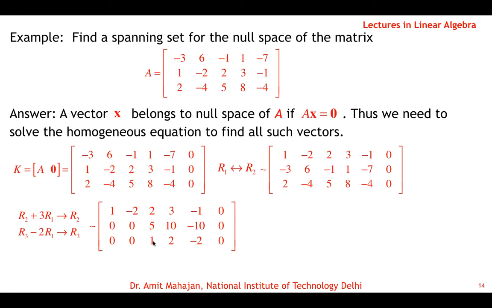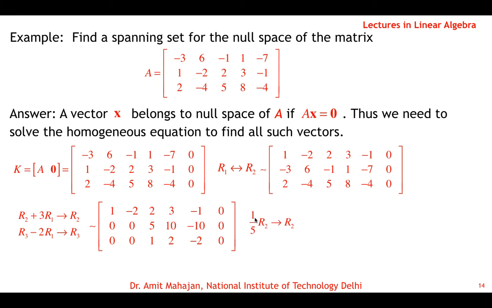So either you can apply row 3 minus 1/5 of row 2 on row 3, or you can first scale this second row down by dividing it by 5. Okay, and then you can subtract the two rows. So either way you can go.